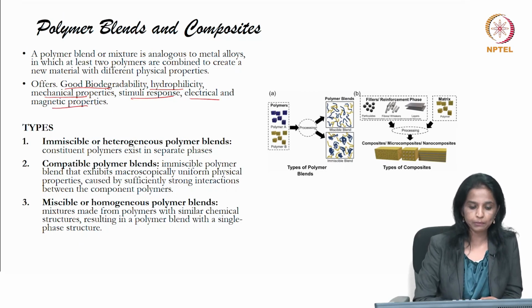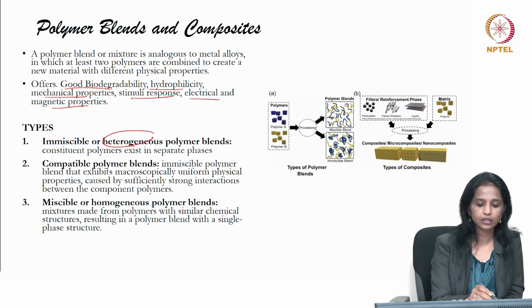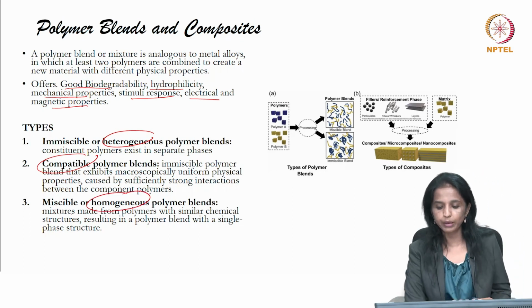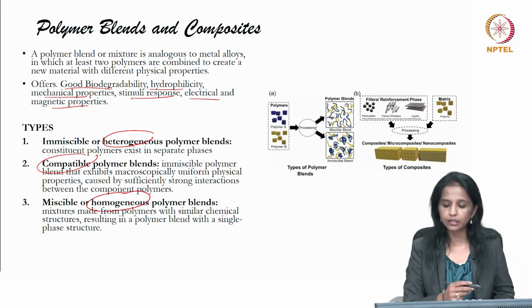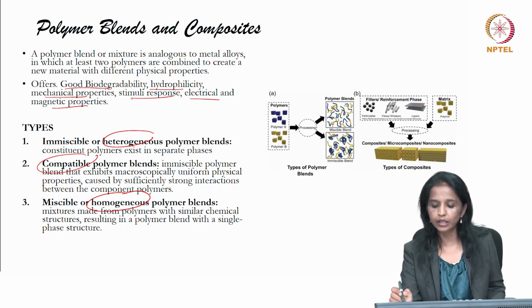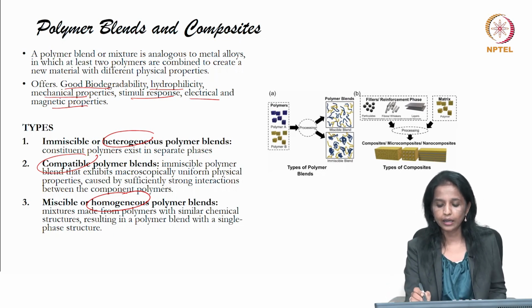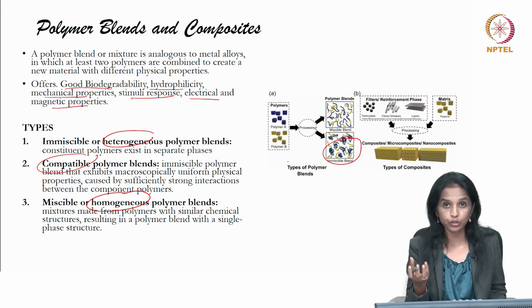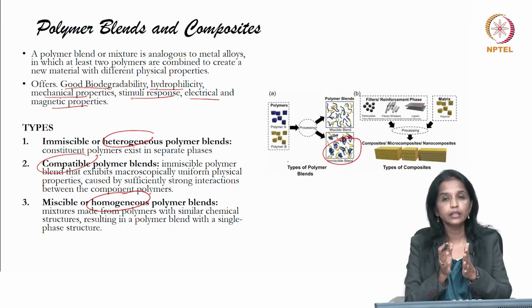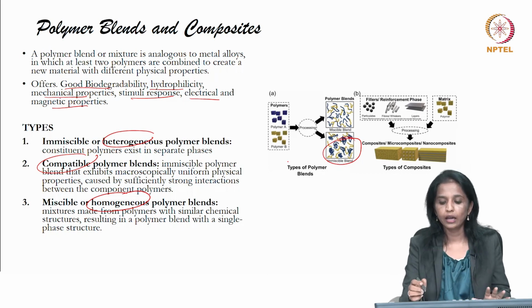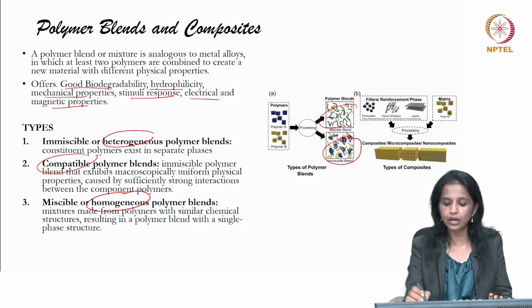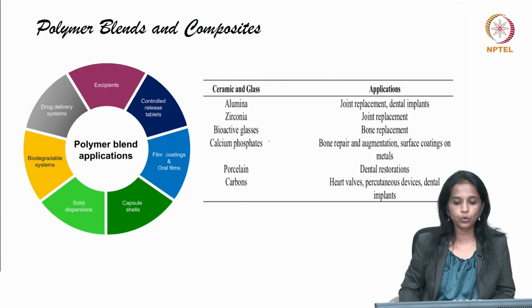So, there are various types of polymer blends. We have heterogeneous polymer blends and homogeneous polymer blends. So, as the name indicates, the heterogeneous ones are immiscible and there is a heterogeneous tendency to it. It does not gel with each other. They stay together, but they do not gel. And then we have the polymer blends which are miscible. So, these two are important.